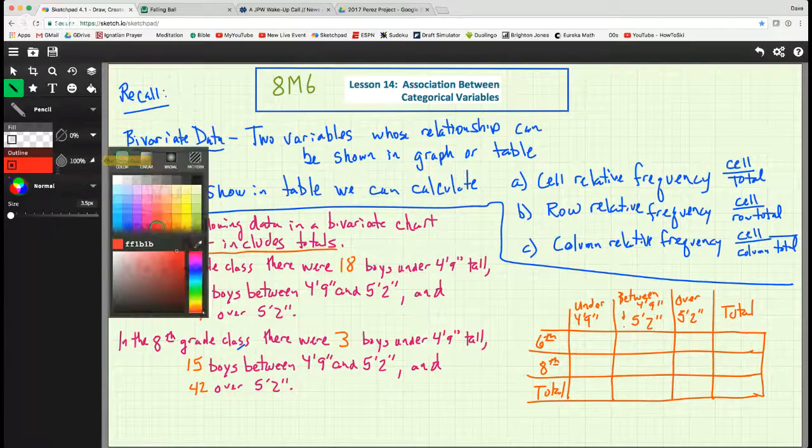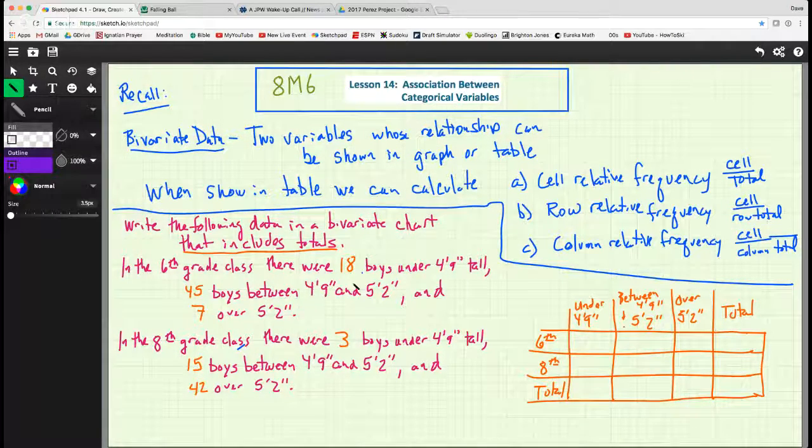So let's go ahead and fill in this chart based on this data that we have. So in 6th grade, we're going to look at our 6th grade class and look at the heights of boys and put them into 3 buckets. And we're going to look at 8th graders and put them in the same 3 buckets. And then we're going to do some math and prove that they are indeed associated, or maybe they're not associated, but we think they probably are.